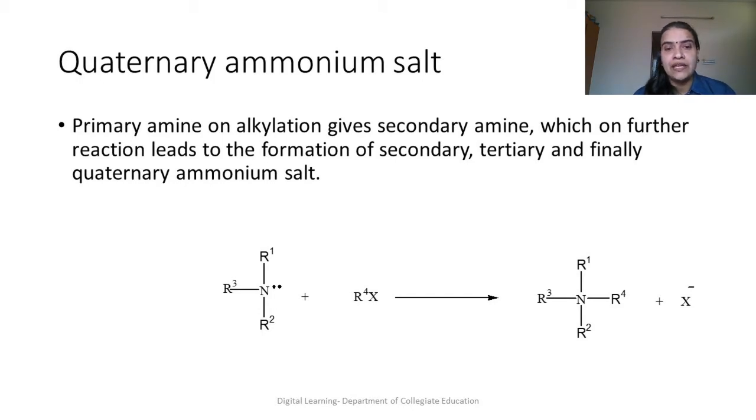So, primary amine on alkylation gives secondary amine, which on further reaction leads to the formation of tertiary and finally quaternary ammonium salt. The formula of quaternary ammonium salt can be represented as R1R2R3R4N+ X-. There will always be a positive charge on the nitrogen atom to show this nitrogen is electron deficient. It has donated its lone pair of electrons to the electron deficient alkyl group.